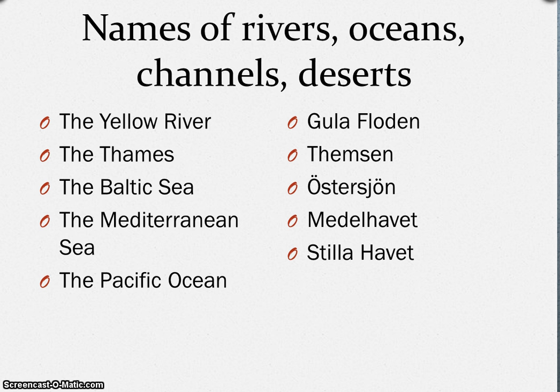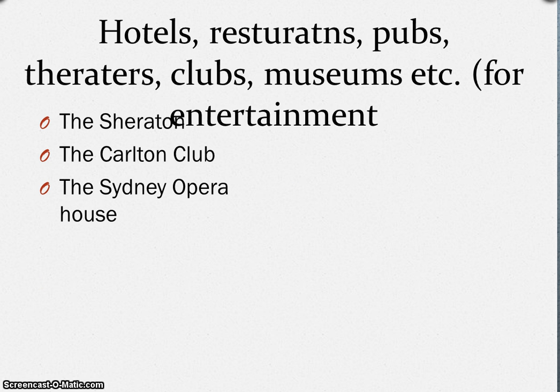Some names of rivers, oceans, channels, and deserts take the definite article: the Yellow River, the Thames, the Baltic Sea, the Mediterranean Sea, and the Pacific Ocean. A note to Swedish translation. You have the hotels, restaurants, pubs, theaters, clubs, and museums that often take the definite article. For example, the Sheraton, the Carlton Club, and the Sydney Opera House.